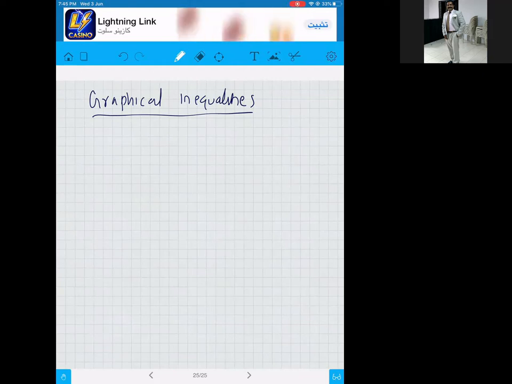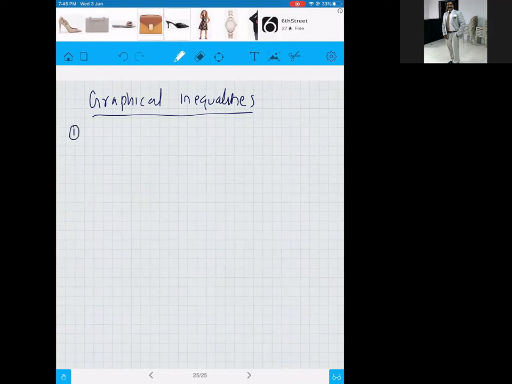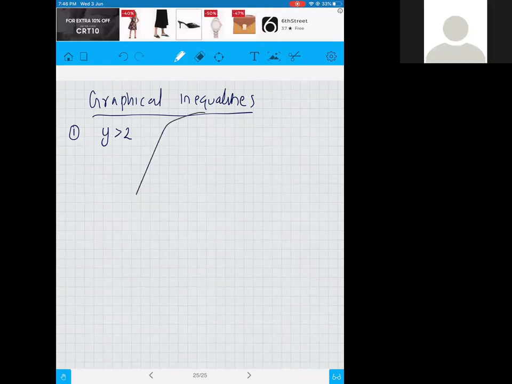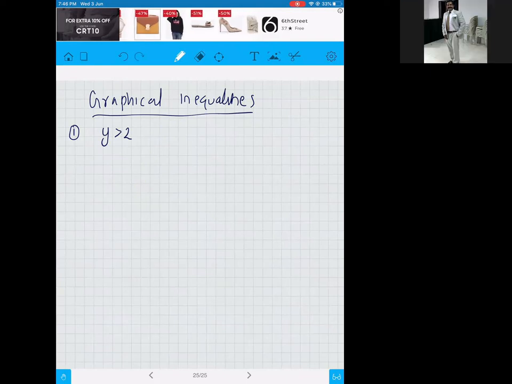I will give an example. Suppose I need to represent y greater than 2. Just listen. I need to represent this graphical inequality in our graph. Since this is an inequality, how can you identify whether the given question is an inequality or not? Because the greater sign is there, y greater than 2. So how to draw the inequality for y greater than 2?